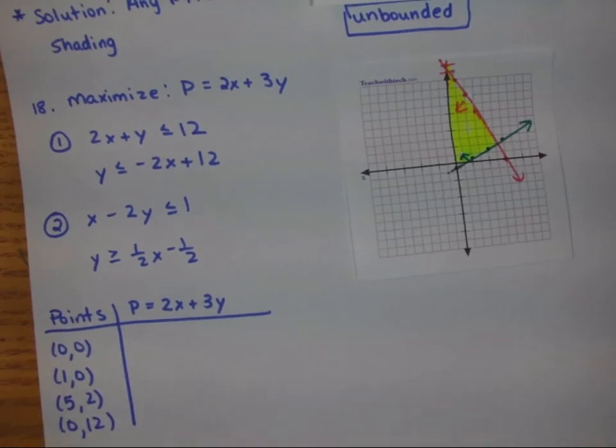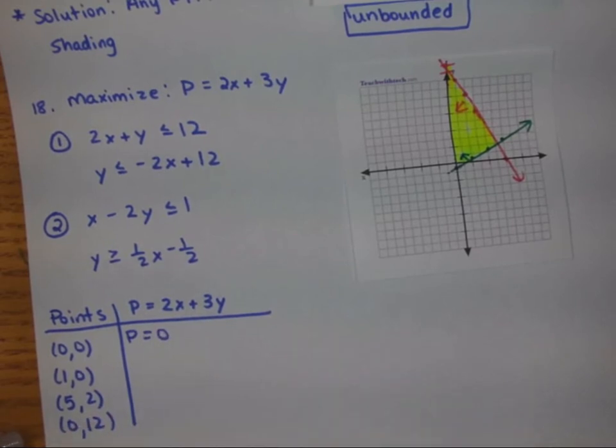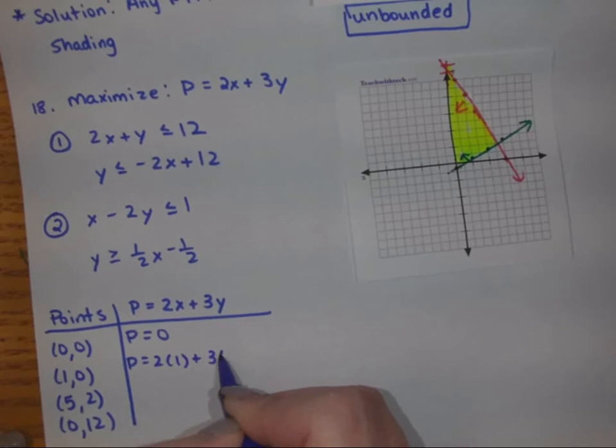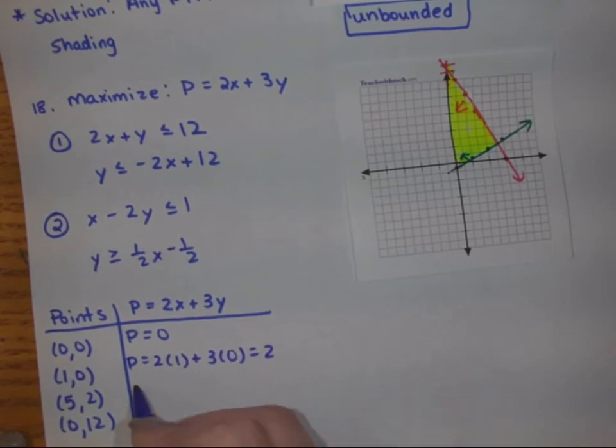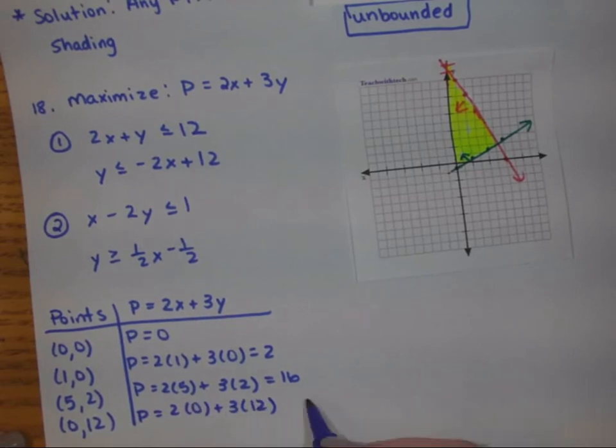So you plug all these points in. So this one you get 0. That's not expected to be the high. This one would be 2 times 1 plus 3 times 0 or 2. This one would be 2 times 5 plus 3 times 2 or 16. And this one would be 2 times 0 plus 3 times 12 or 36.